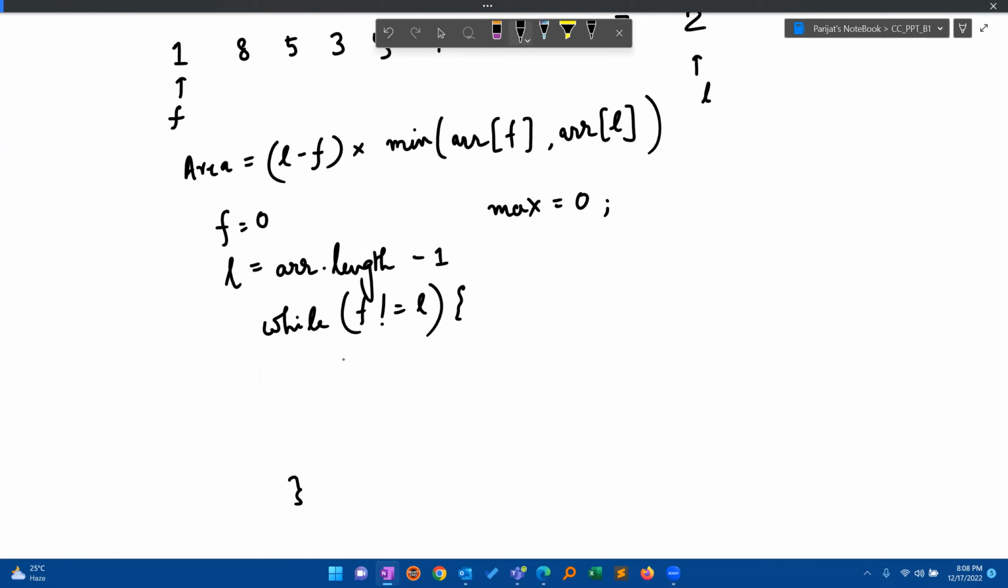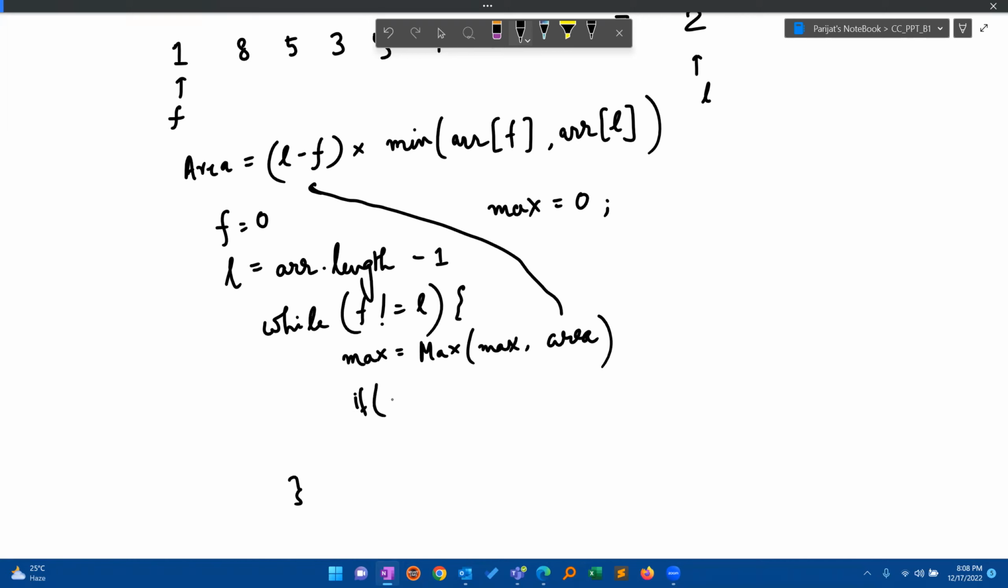Right? So you calculate the max. The max is nothing but the max of whatever max till now you have and the current area. Right? And the current area you can directly get from this formula. I'm not writing it again. Okay. Then what you do here? The same logic that we discussed.